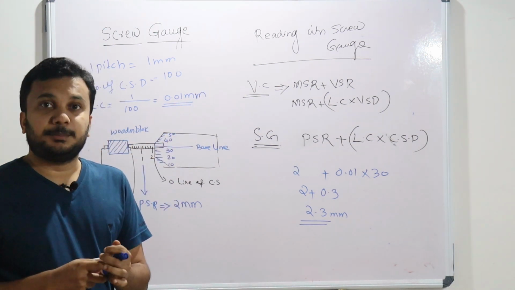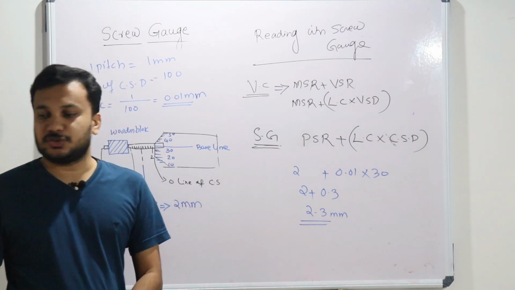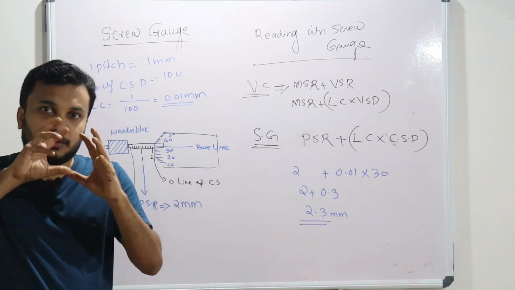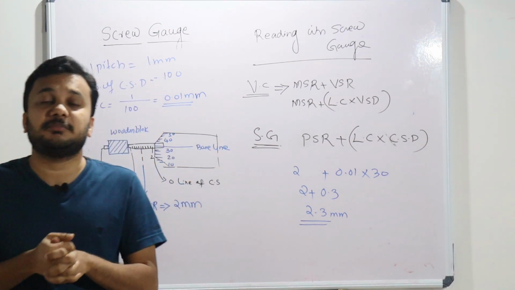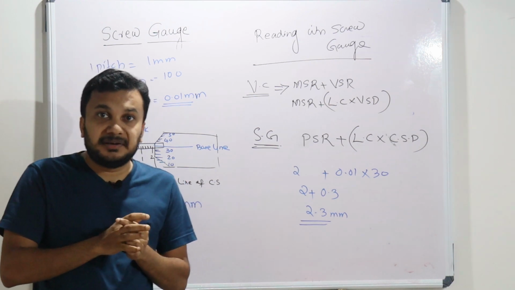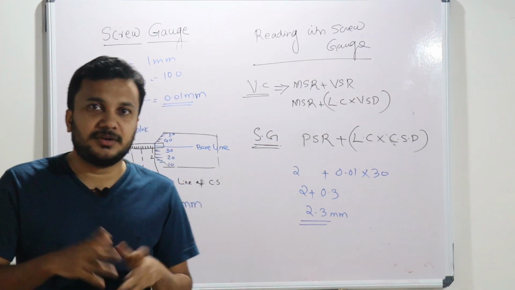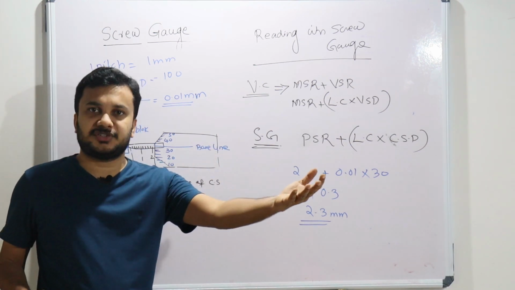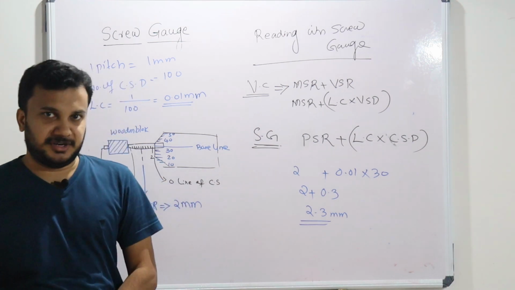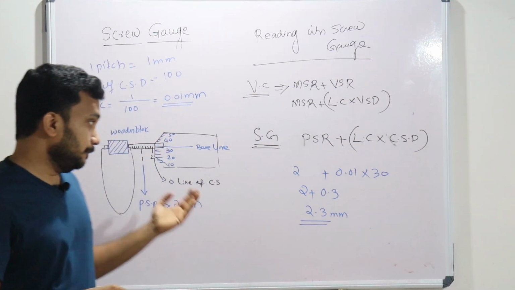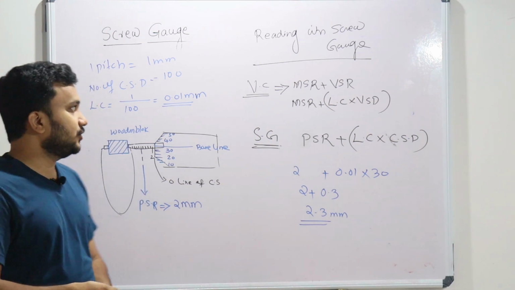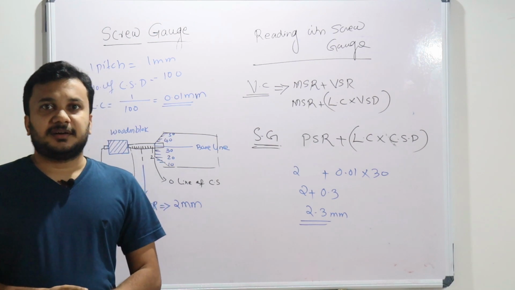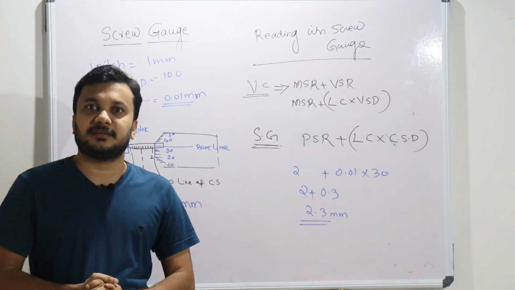So we have learned pitch: the distance between two threads, or it is also called the distance covered by the spindle or the screw in one full rotation. That is called pitch. We have learned about least count. If you want to measure something, please give it to me, I will give a measurement. We know how to measure with the help of a screw gauge. This is the concept which is available with the screw gauge. There are two extra things.